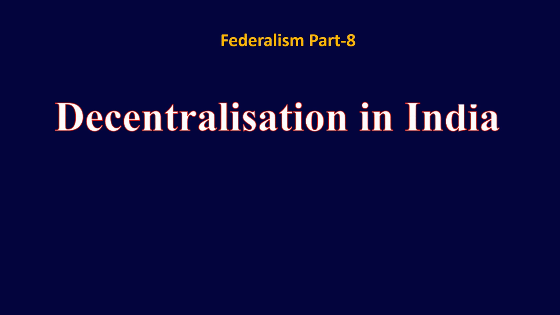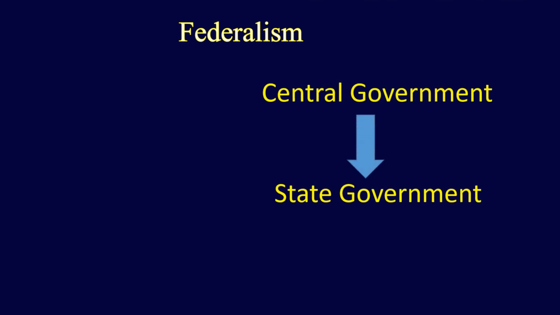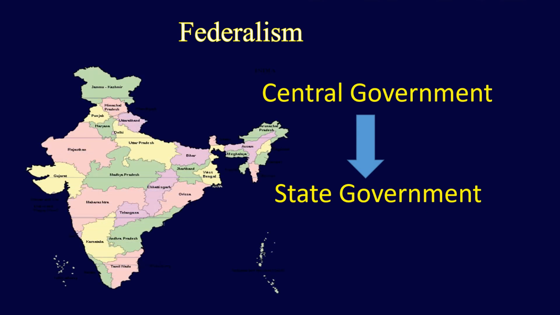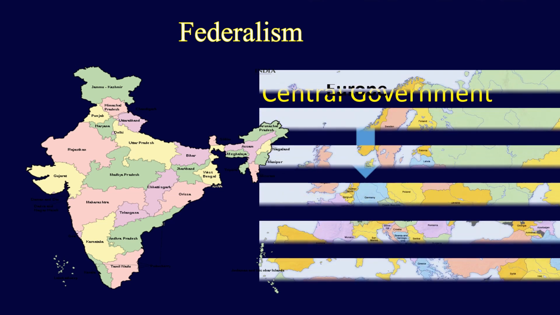Decentralization in India. So in this chapter, Federalism, so far we read about the two tiers of government in a federal system. But we know that India is a very big country, a very large country. Many states of India are even larger than the countries of Europe.